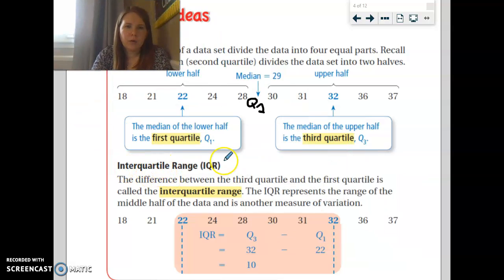So then your interquartile range is the difference between the third quartile and the first quartile. So basically you're just going to find the difference. You're going to subtract them. You're going to take this quartile 3 and subtract the quartile 1.